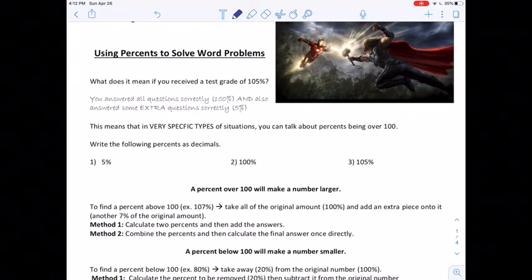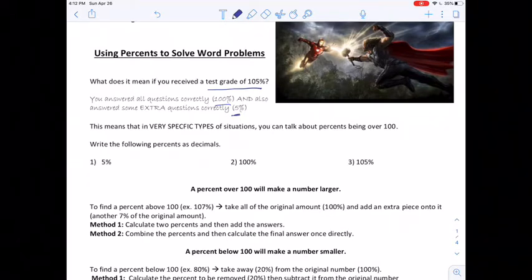What we're going to be doing today is using percents to solve word problems. So what would it mean if you received a test grade of 105%? That would mean you answered all of the questions correctly, 100%, and also answered some extra questions correctly. You answered an extra 5% correctly. This means that in very specific types of situations, we can talk about percents being over 100.